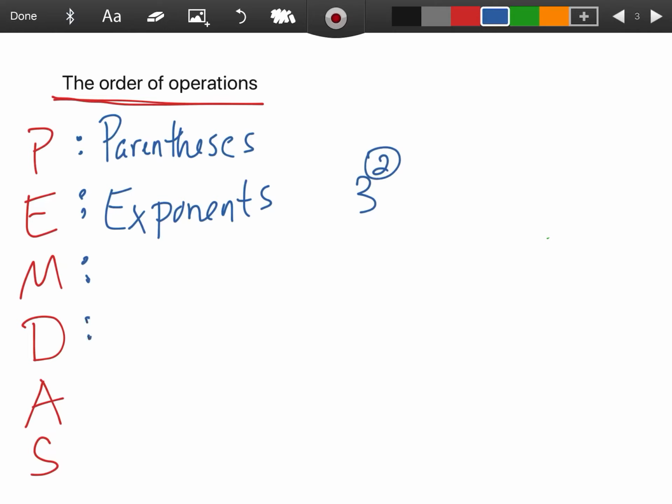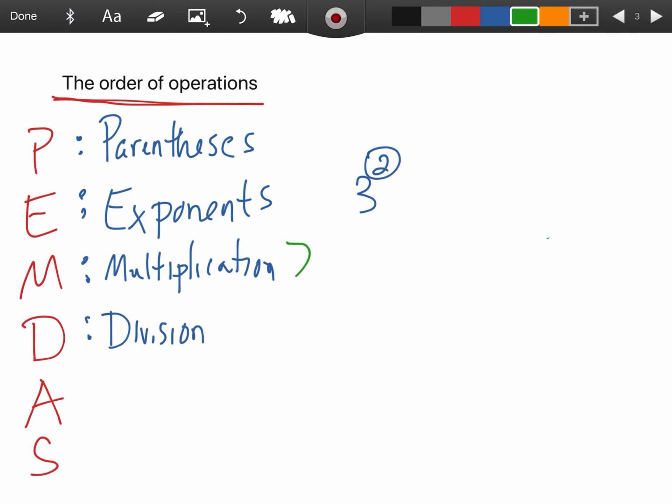The M and the D now actually are paired together. That's multiplication and division. So these two are paired together. You don't always do multiplication before you do division. Okay, so paired together. You do M and D at the same time. You read it left to right. So this should be read left to right.